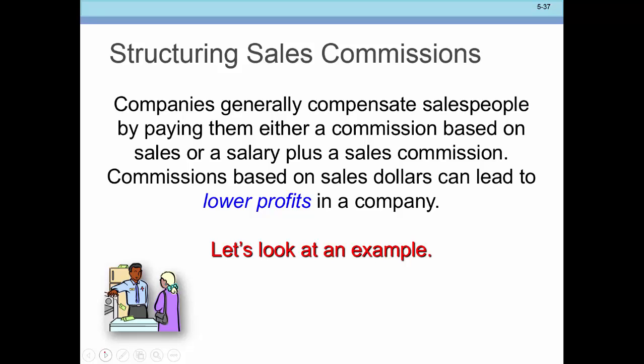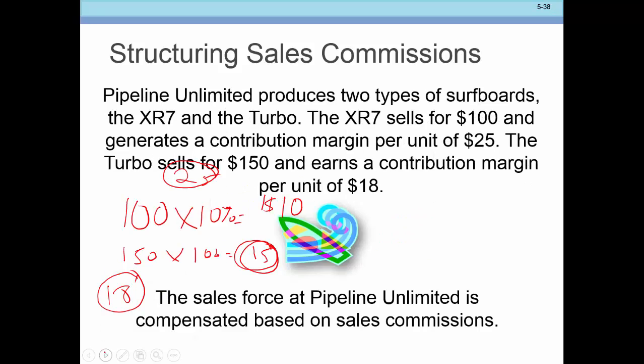oh, this is a sales guy? Okay, I was trying to figure out why we're showing a TSA agent to describe the sales situation. I see, he's selling our refrigerator. Okay, so what's happening? We're sitting here and they're saying that they have these two types of surfboards. One sells for 100 and generates a contribution margin of 25. The other one, the turbo one, I guess, sells for 150 but only earns a contribution margin of 18.